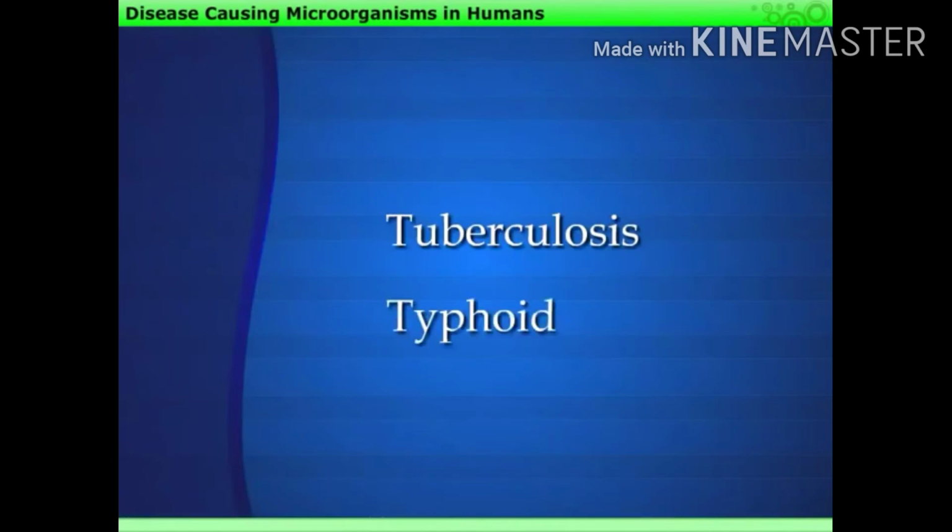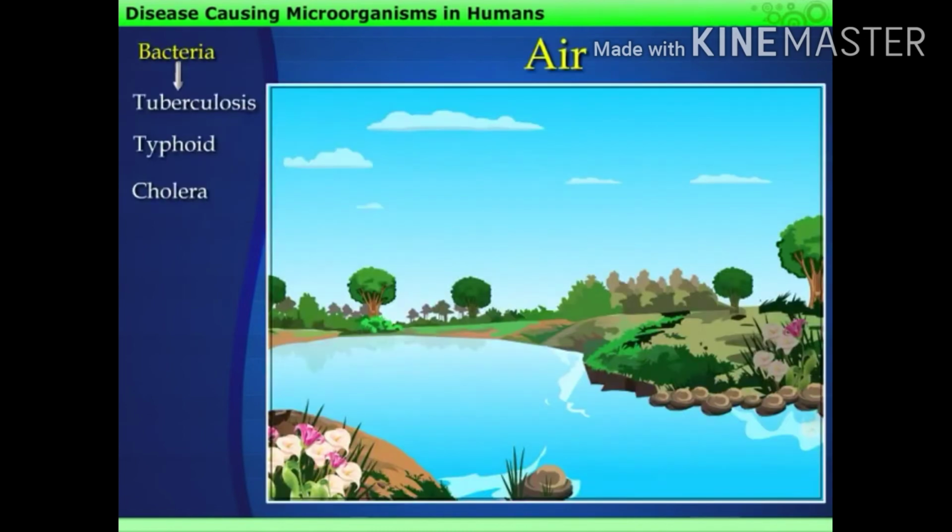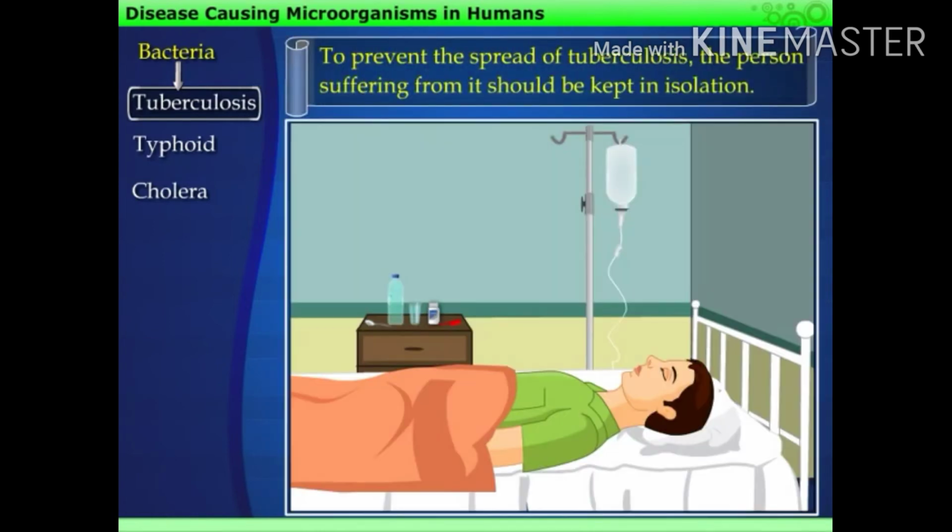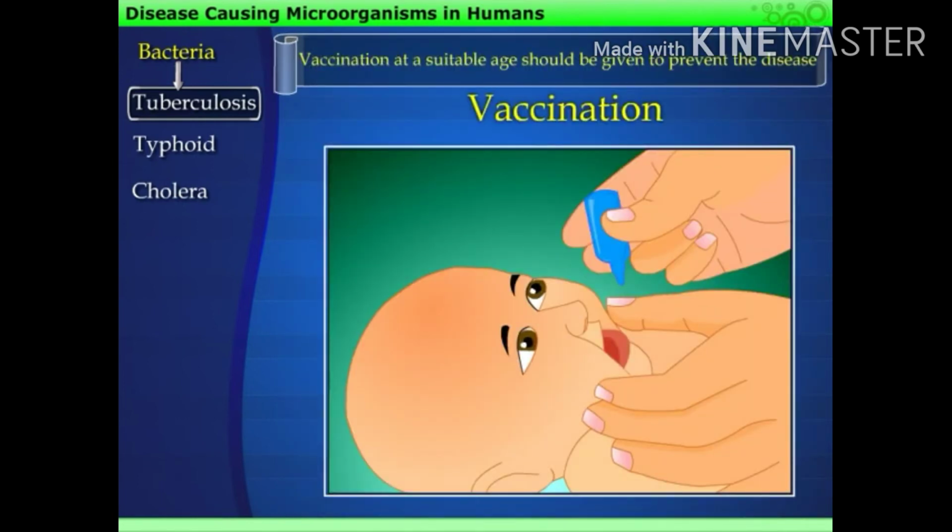Tuberculosis, typhoid, and cholera are bacterial diseases. The mode of transmission of tuberculosis is air. Hence, to prevent the spread of tuberculosis, the person suffering from it should be kept in isolation. Also, his or her personal things should be kept away from others. Vaccination at a suitable age should be given to prevent the disease.